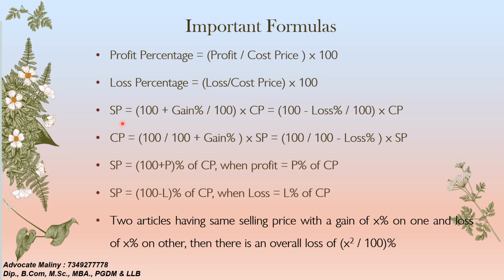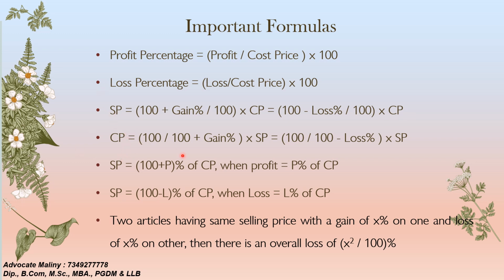Now how to find the selling price? Selling price is equal to 100 plus gain percentage, that is profit percentage, divided by 100 altogether into CP. Or if it is a loss, you have to calculate it like this: 100 minus loss percentage divided by 100 into CP, cost price.